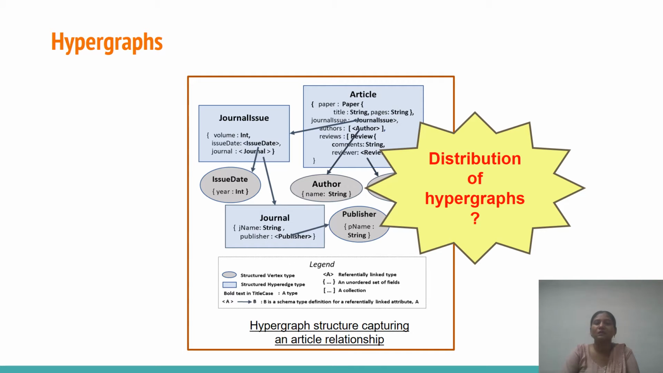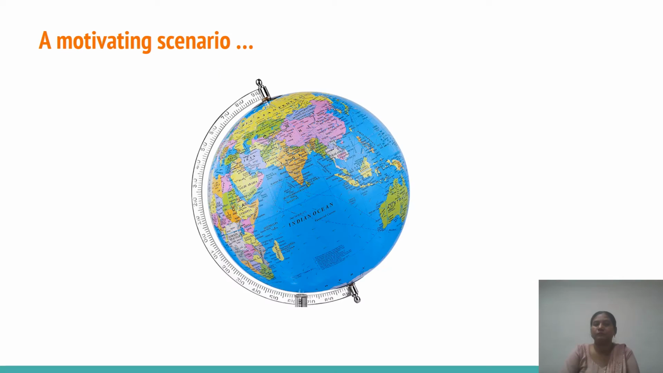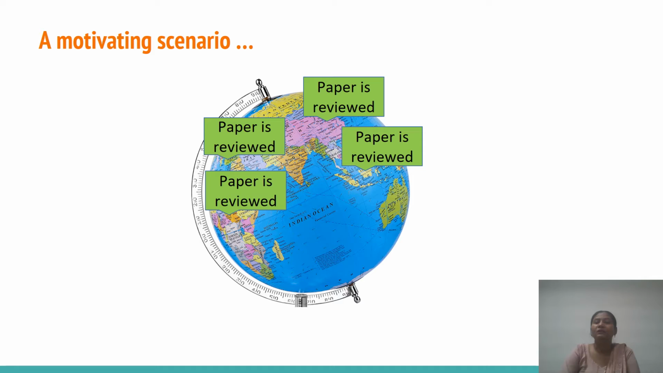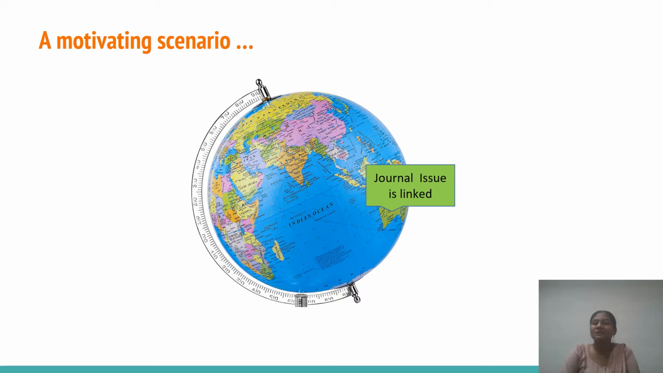Now the question is, why do we distribute hypergraphs? To understand this, let's take a motivating scenario. As we know, to get a paper published in a journal, three major steps are executed in sequence. First, the paper is submitted by an author, then a set of reviewers review that paper, and at the end, the accepted paper is linked with the journal issue. These steps are often carried out at many different distant sites that can be spanned over a large geographical area bearing diverse network connections.